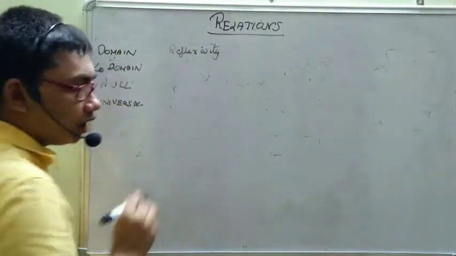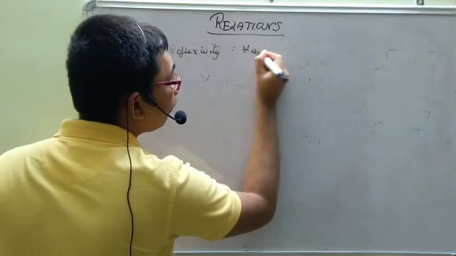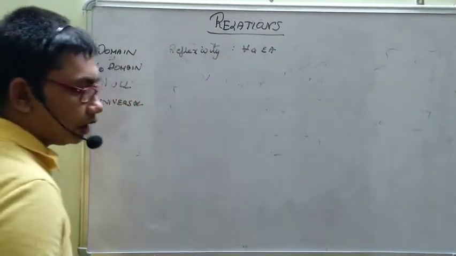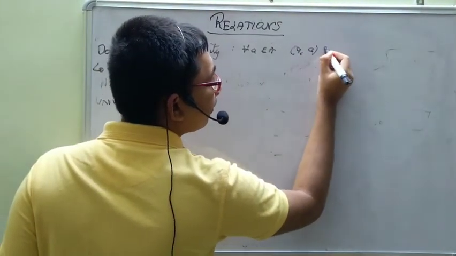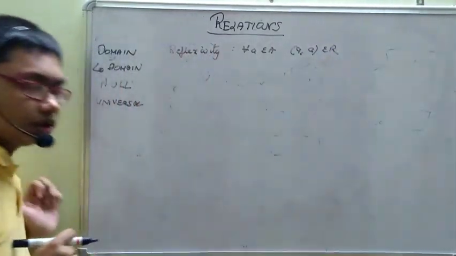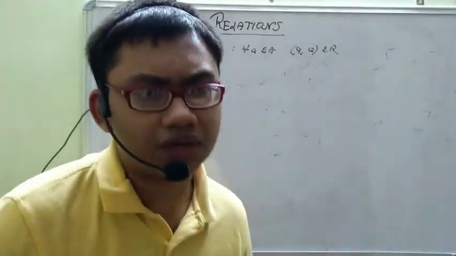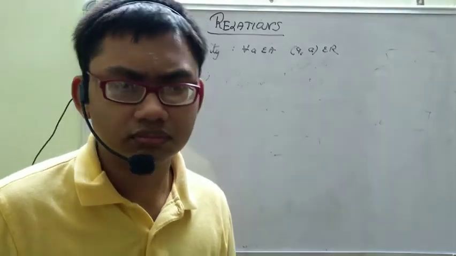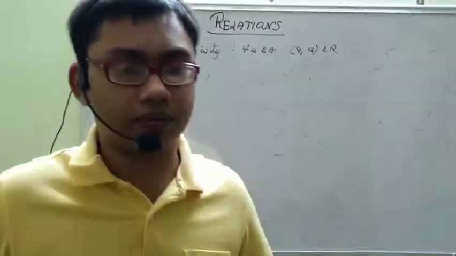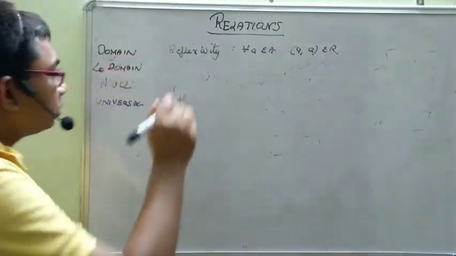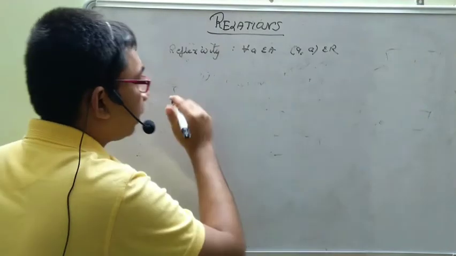Reflexivity is: for any element a of the set A, (a, a) is an element of R, that is, a is related to itself. I am related to myself. Whether I am related to you or not, I am related to myself. Therefore, this is reflexivity. We will discuss this in one question. I am just telling you the property.